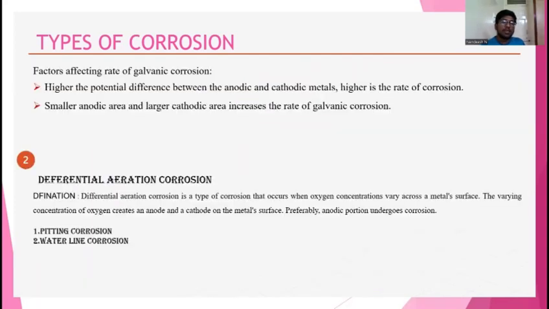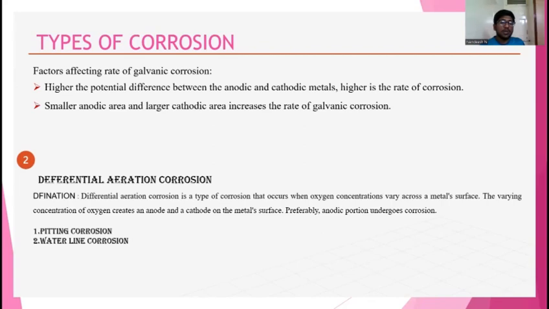Factors affecting the rate of galvanic corrosion. The higher the potential difference between the anodic and cathodic metals, the higher is the rate of corrosion. Smaller anodic area and larger cathodic area increase the rate of galvanic corrosion.